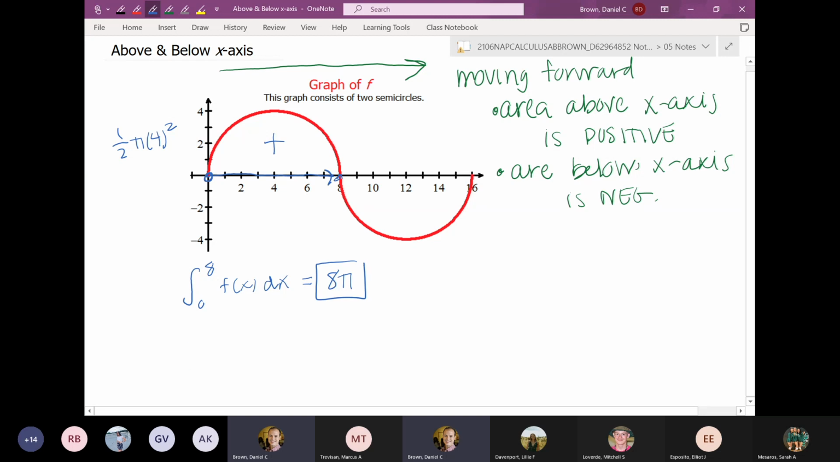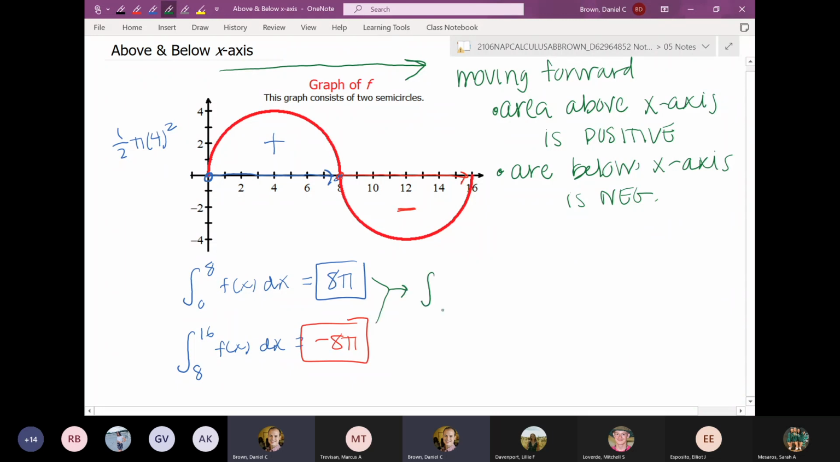What's different now, what we're going to add to that, is if we are moving forward, but we are below the x-axis. So if I am starting at 8 and then going to 12, all of that is below the x-axis, so we're going to consider that to be a negative area. I chose the same semicircle here, so this net area would be called negative 8 pi, and that's what the definite integral would be equal to. Why we call this net area, we'll see in an example like if I put those two together.